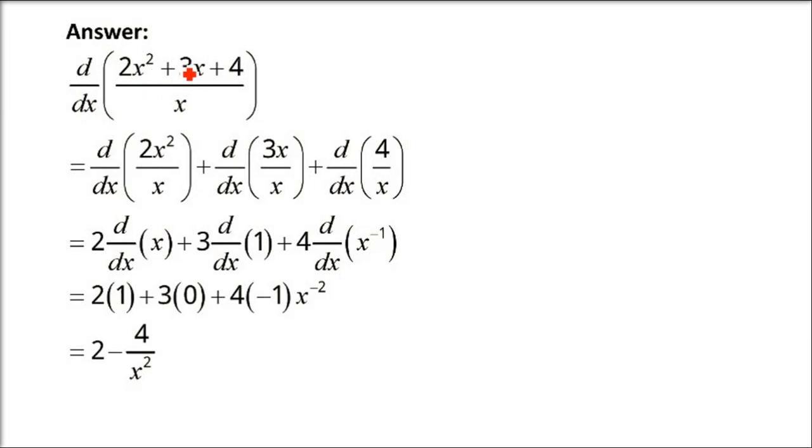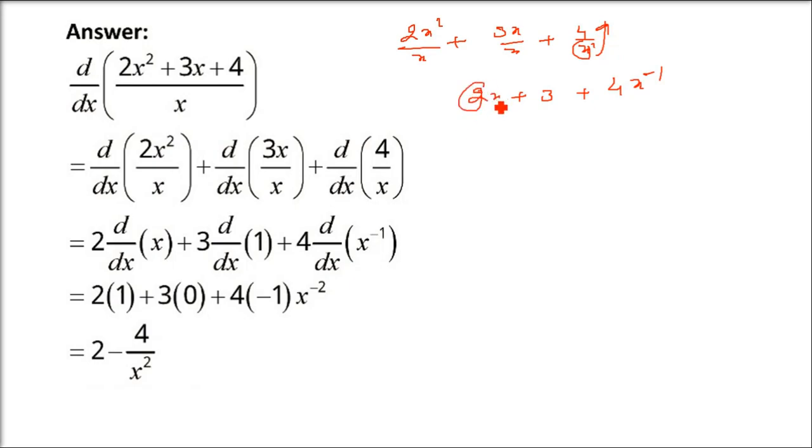This is d by dx of (2x square plus 3x plus 4) by x. Now take this x in the denominator for every term: 2x square by x plus 3x by x plus 4 by x. Now this 2x, x cancel. So this 3x cancels, and 4 by x. Now you can take x in the numerator, so x raised to minus 1.